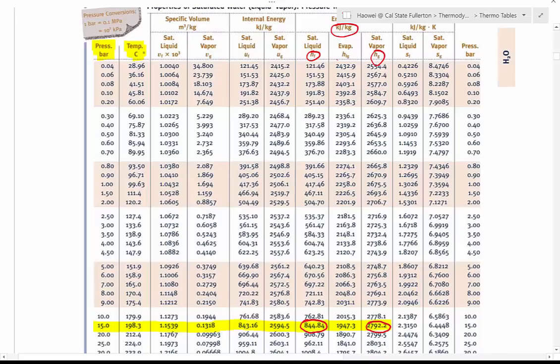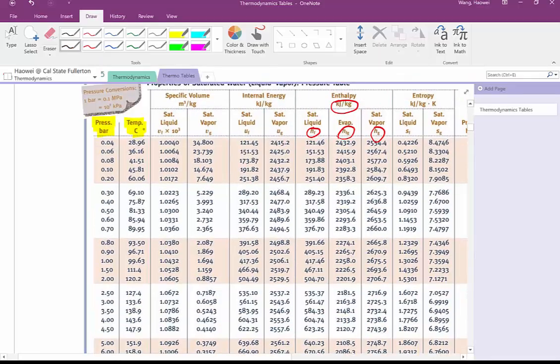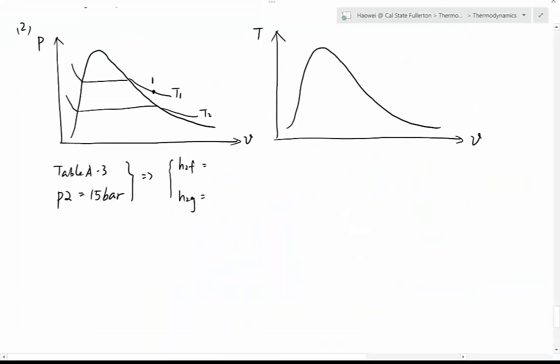Okay, HFG, what does it mean? HFG is the difference between Hg and HF. In other words, HFG is equal to Hg minus HF. Okay, so now we can copy down HF and Hg for our problem. We'll copy down those two numbers.